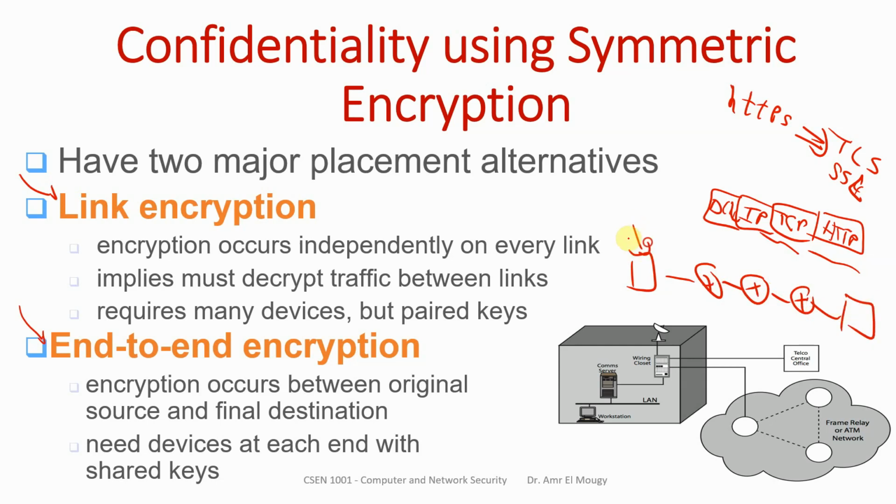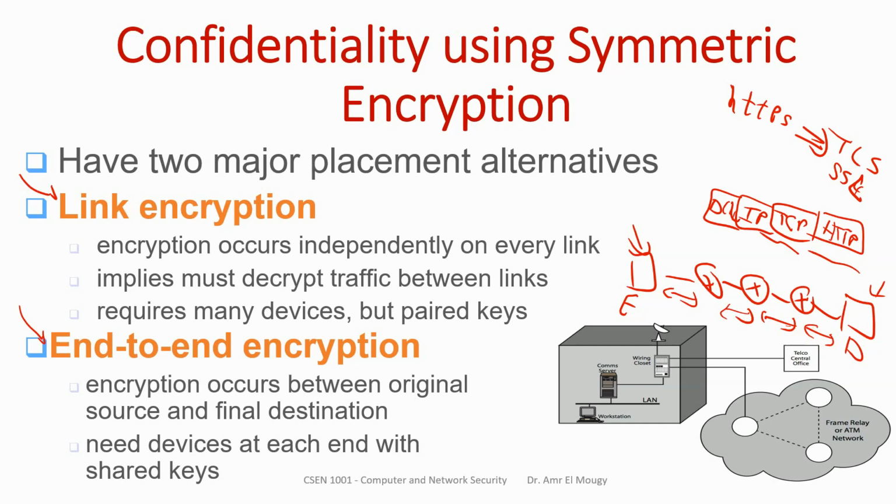If you have, for example, an original sender and several routers in between, end-to-end encryption means that there has to be a key between the sender and the receiver. The encryption happens here and the decryption happens there. If you have link encryption, that means that there is a key between the first two devices, another key between the second pair of devices, a third key between the third pair, and a fourth key between the fourth pair. And in each stage, you encrypt and decrypt. If you do that, you can encrypt all the headers. This is the difference.